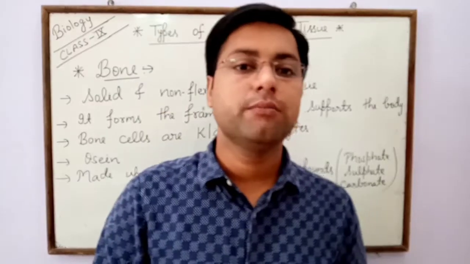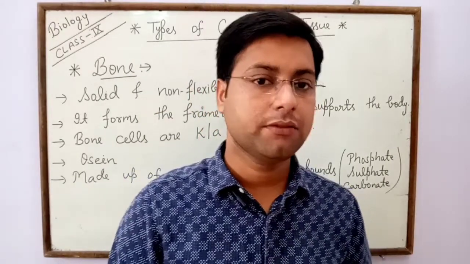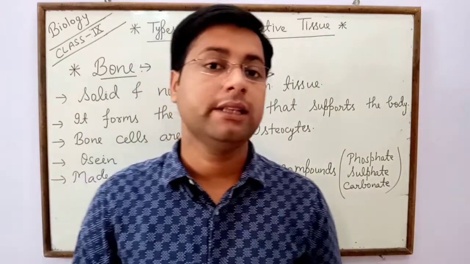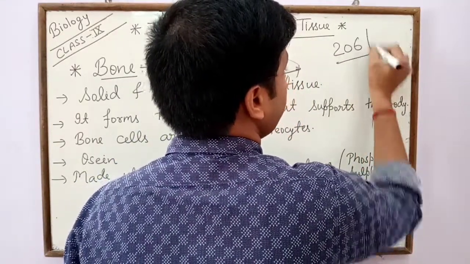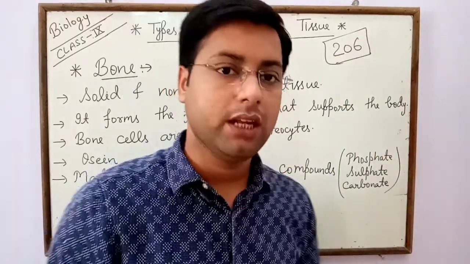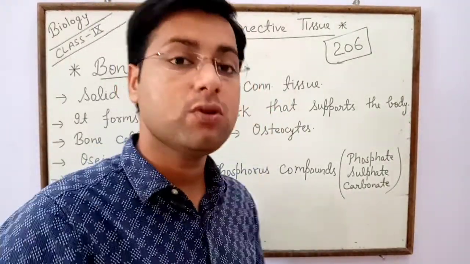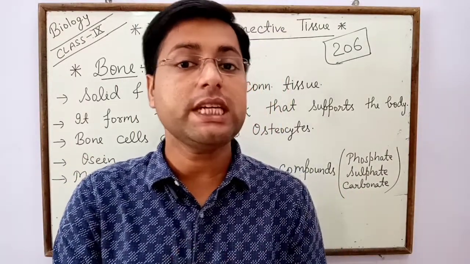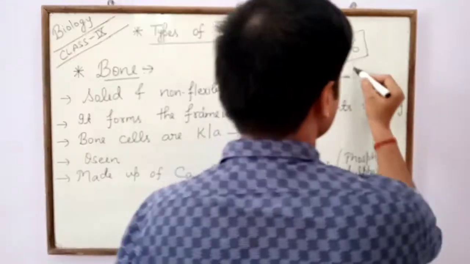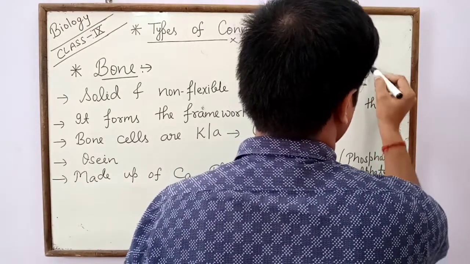Now next is bone. Bone is a type of connective tissue, and there are 206 bones present in a human body. All the bones are attached to each other and form the skeletal system.